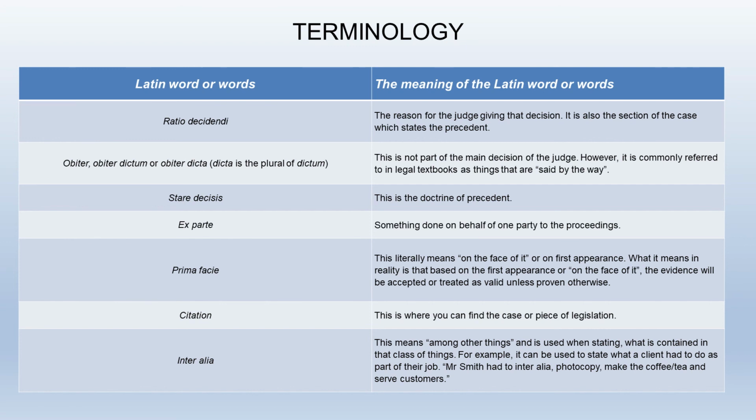Number 6 is citation. This is where you find the case or the piece of legislation. Number 7 is inter alia. This means among other things, and it's used when stating what is contained in a class of things. So for example, you may have a lawyer in court and they are stating what the client had to do as part of their job. So they may say something like, Mr. Smith had to inter alia photocopy, make the coffee, make the tea, serve customers, for example.